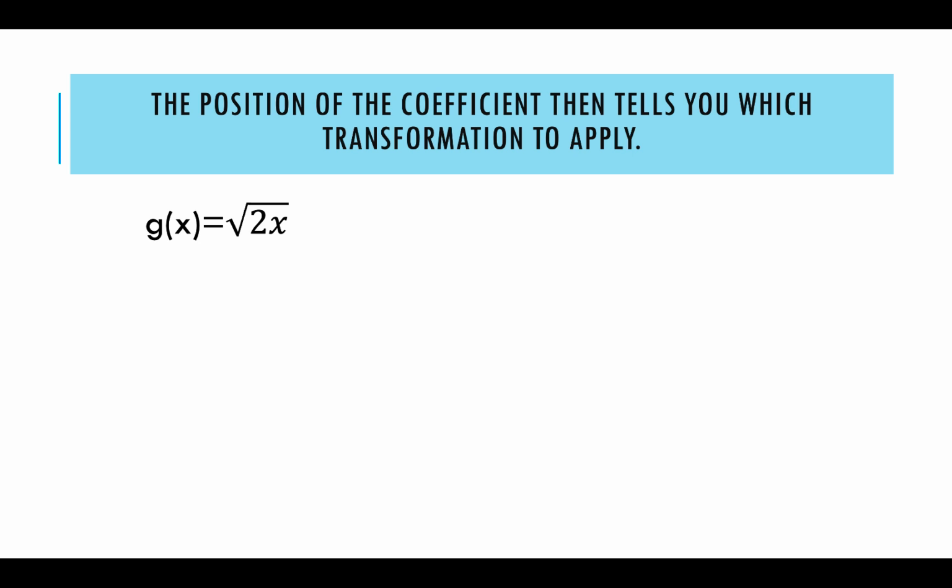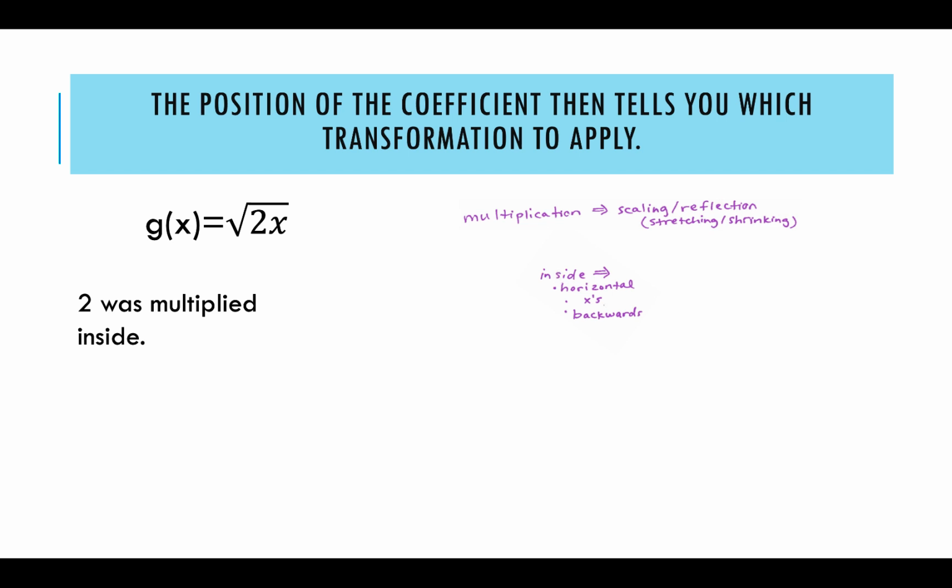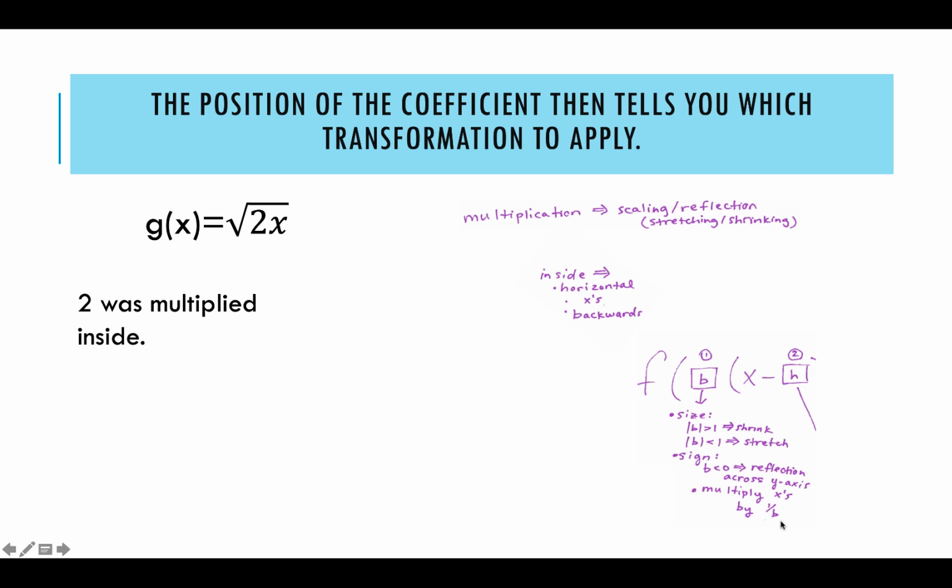So g of x equals square root of 2x. We already said that 2 was multiplied inside. And so I know it's going to be stretching or shrinking, and it could be a reflection. Because it's inside, it's going to be horizontal. I look at this and I've put my 2 in for my b. The absolute value of 2 is bigger than 1, so it's going to be a shrink. So it's going to be horizontal, shrink. It's positive, so there is no horizontal reflection. And so I can multiply all the x values by 1/2 if I want to.